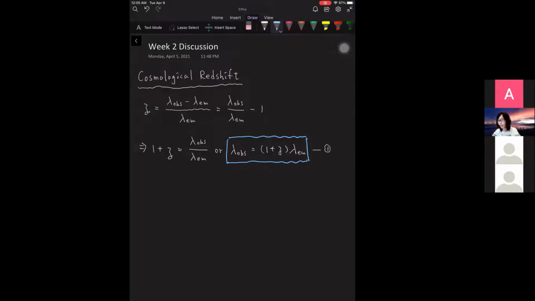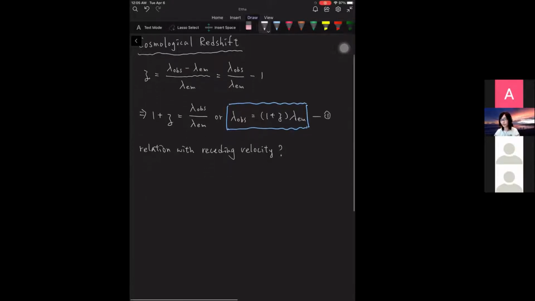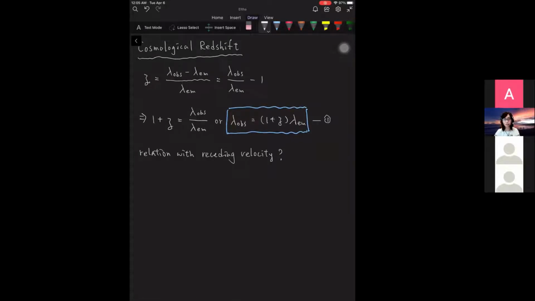Okay. And so the next question is, how is this redshift related with the receding velocity? I should say if you have questions anytime, you can just interrupt and ask. Or maybe tell me if I'm going too fast or too slow.